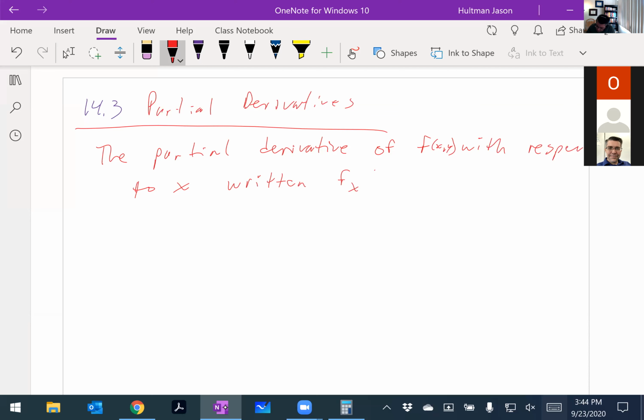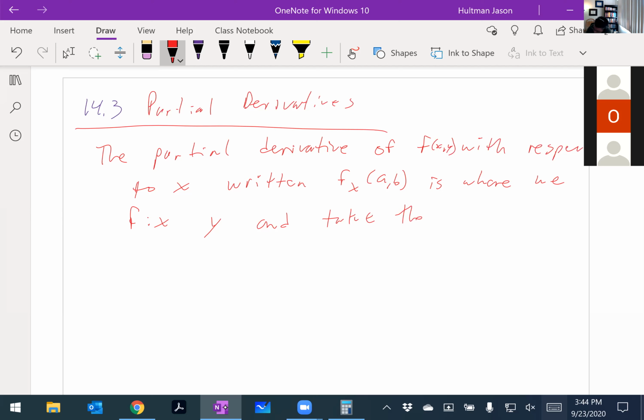f sub x of a, b, is where we fix y and take the derivative with respect to x only.